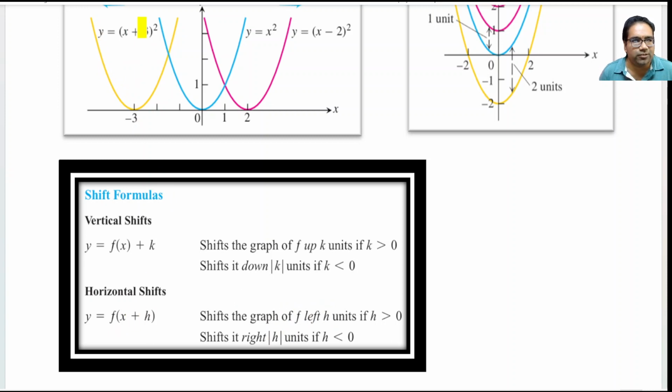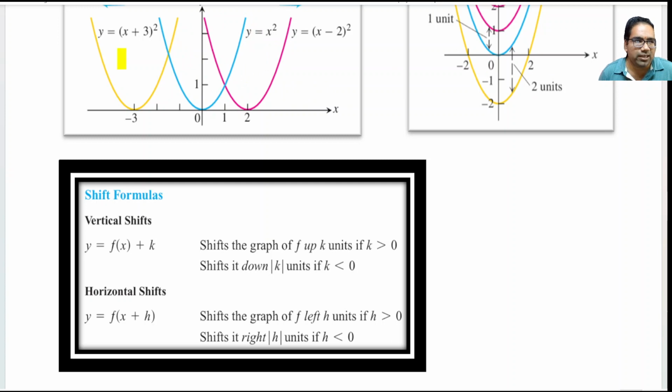Now, if h is negative, let's say h is minus 2, that means x is replaced with x minus 2. Then the graph will shift towards the right. Very simple. If x is replaced by x minus something, then the shift will be towards the right.